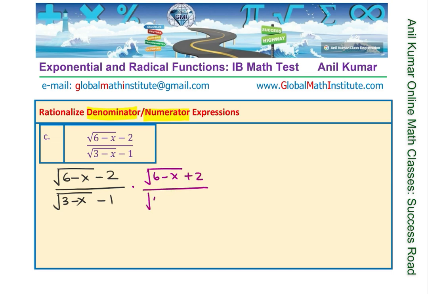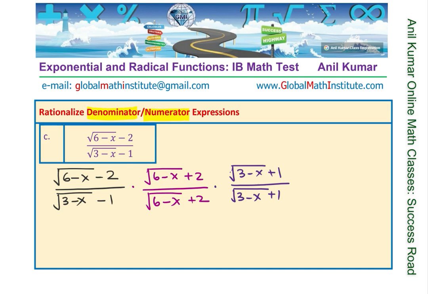Divide by square root 6 minus x plus 2, and also by the conjugate of the denominator, which is square root 3 minus x plus 1 over square root 3 minus x plus 1. Does it make sense to you? Have a good look at it, right? You have to rationalize both. We'll also look into the reason of doing it and how does it really help, okay?